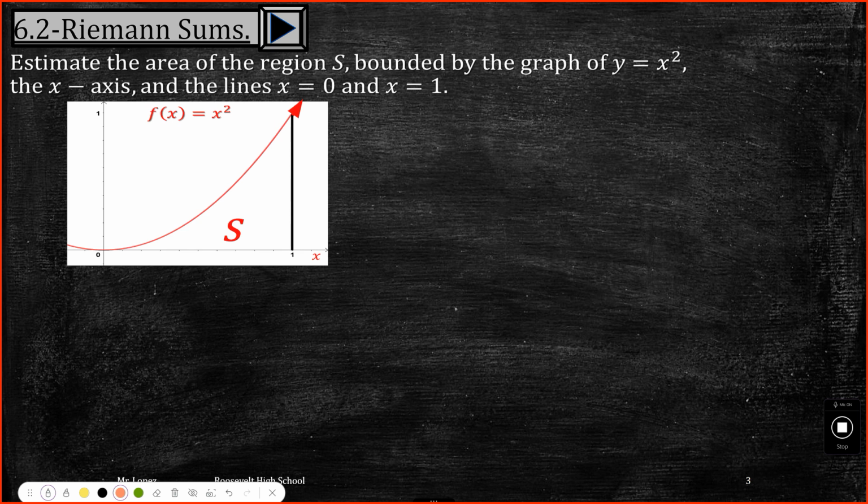Estimate the area of the region S, bounded by the graph y equals x squared, the x-axis, and the lines x equals 0 and x equals 1. So we want to know, and that's the one I had. That's how we started chapter 6, where I said the second big question is to find what is the exact area under a curve. So what is that exact area under that curve? So what is this area here? No?